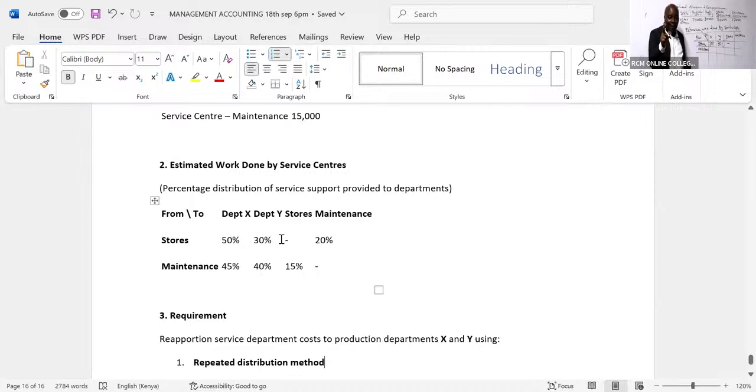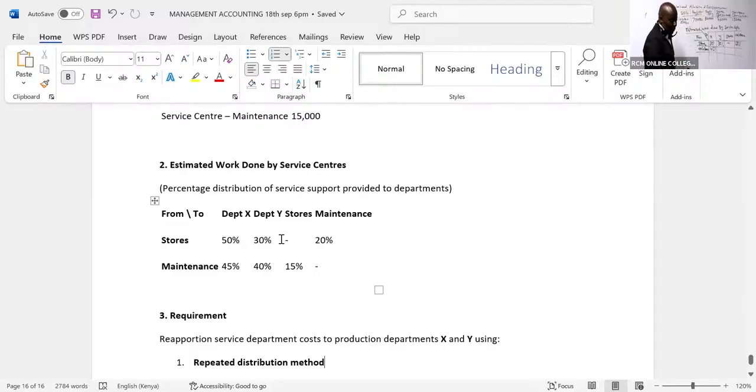Of course, practically, you'll get the canteen staff drinking something in the canteen. That's practical, isn't it? But for us here, we shall be assuming that you can never have canteen employees drinking from that canteen. It's an assumption for simplicity purposes. And then stores, you can see, is giving maintenance 20%, meaning that we've been able to account for stores 100%. Then maintenance, 5% here.